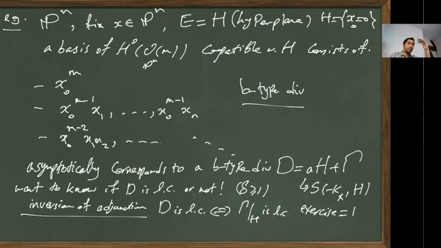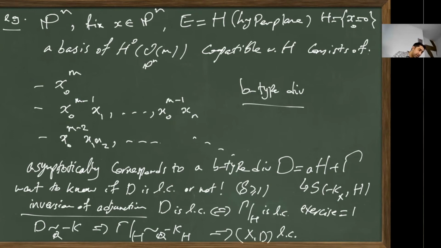So I start from a variety, and then I do this small trick to go one dimension lower to something else. And in here, for example, you know that D is Q-linearly equivalent to minus K, and that implies gamma restricted to H is nothing but that, which we know is not canonical. Therefore, X and D is not canonical, and eventually that gives you P^n and X.